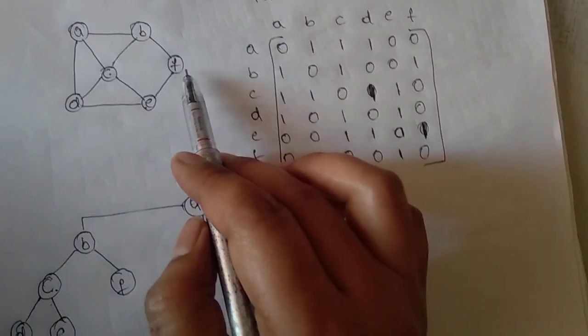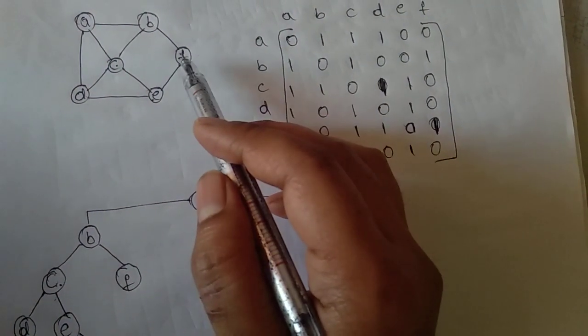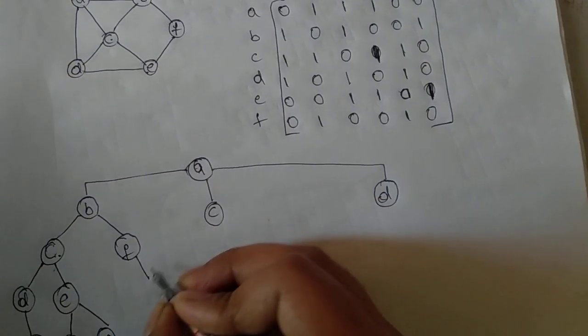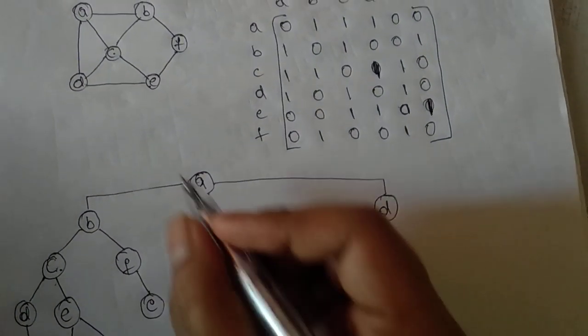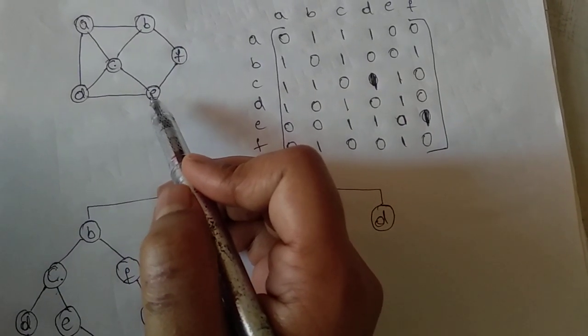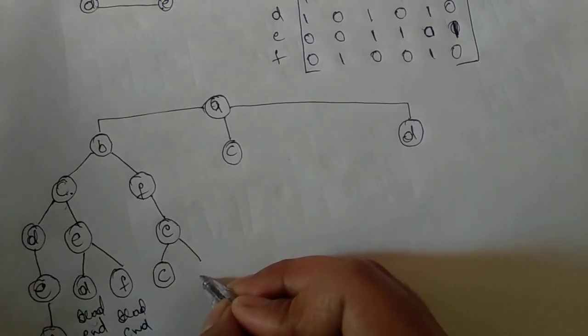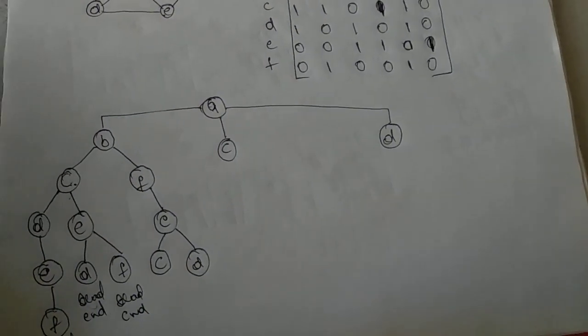But one more. From A to B, B to F. From F, where can you go? You can just go to E. From E, either you can go to C or D. Both the conditions I'll write. Either to C or to D.